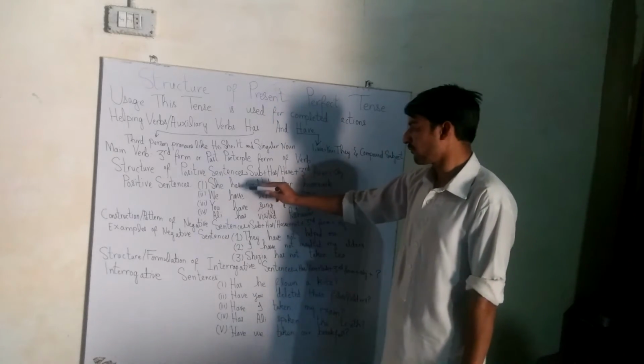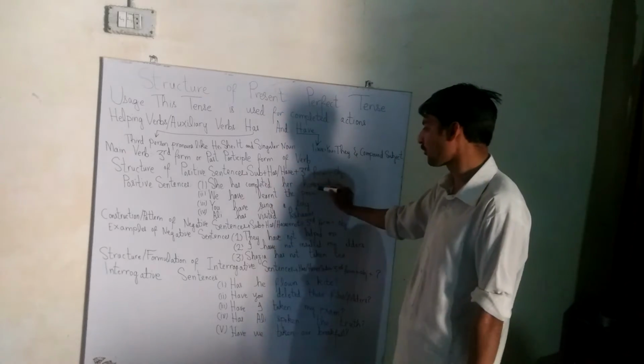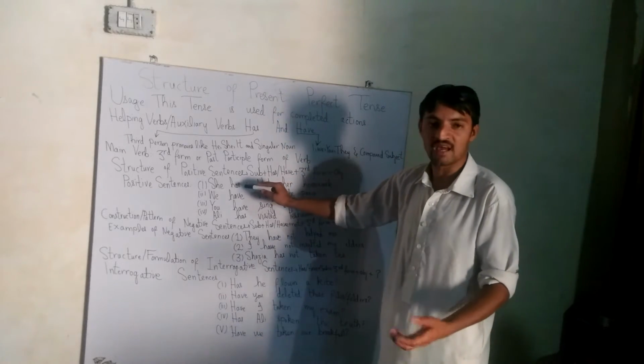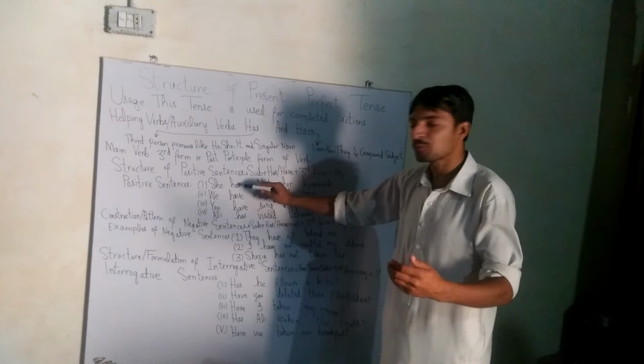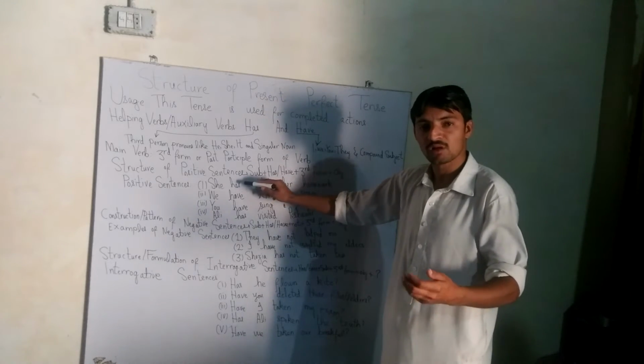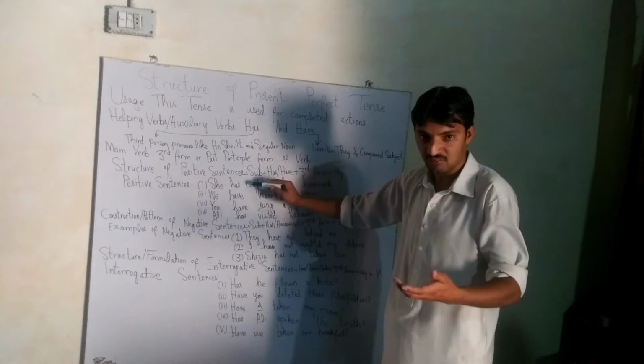Positive sentences. The first sentence we have here is: She has completed her homework. As you see here, we have used the helping verb has with the third person pronoun. Here we have she, which is a third person pronoun, so that's why we have used has and not have.